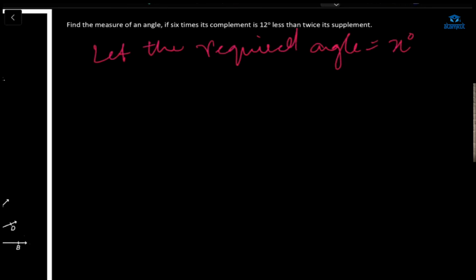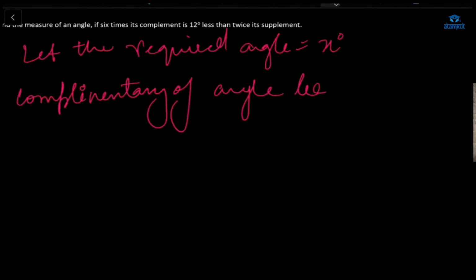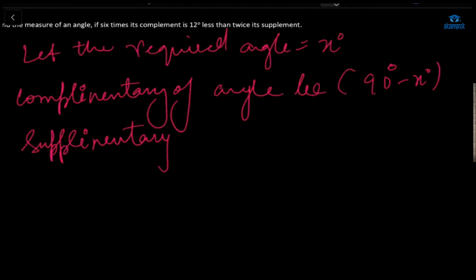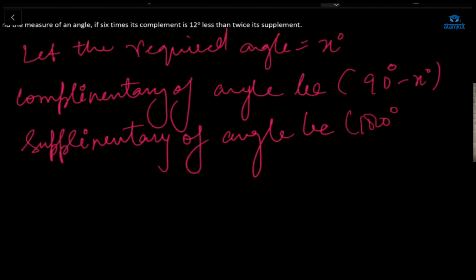Now it is talking about the complementary of the angle and the supplementary of the angle also. The complementary of the angle will be 90 degrees minus x degrees. Similarly, the supplementary of the angle will be 180 degrees minus x degrees.